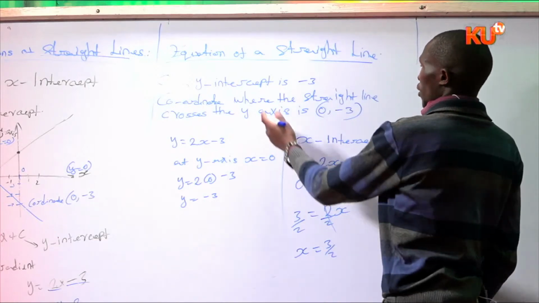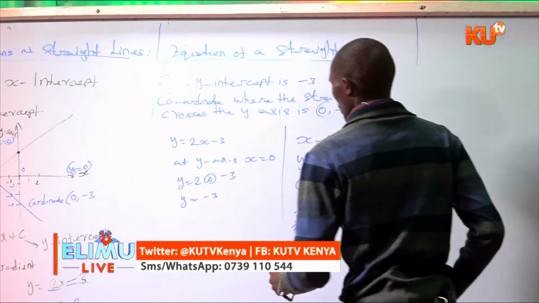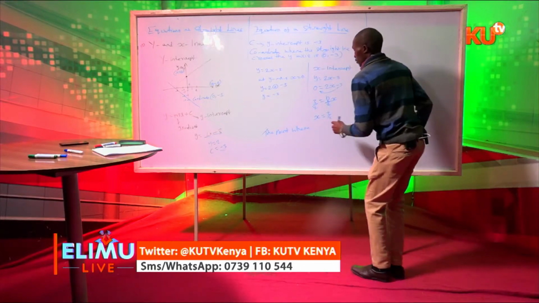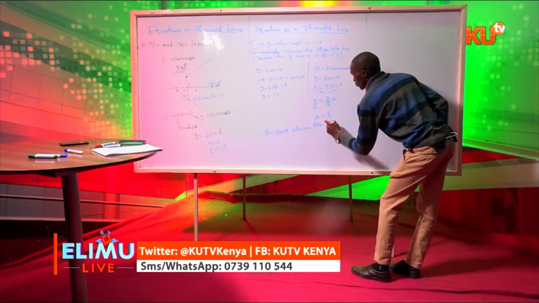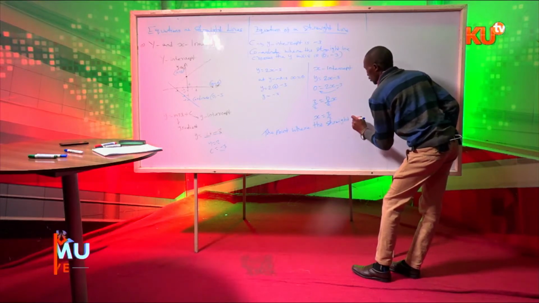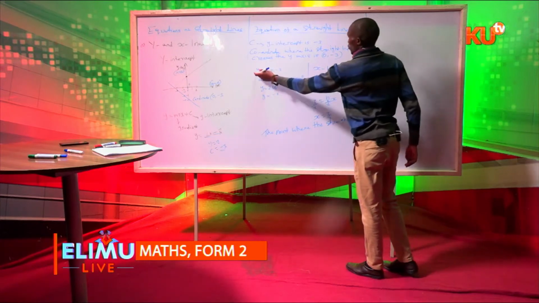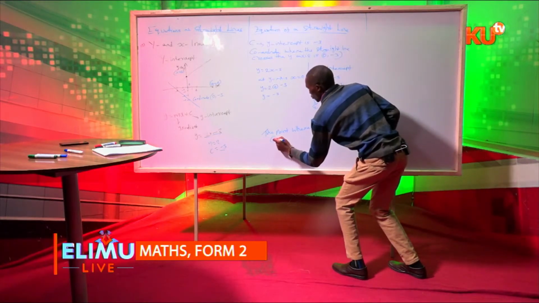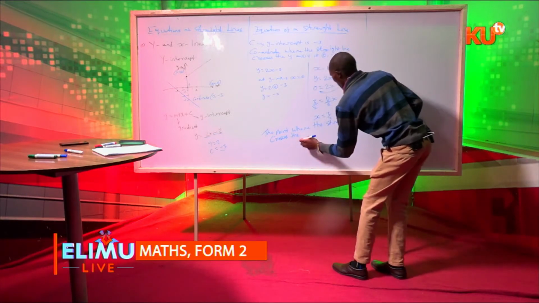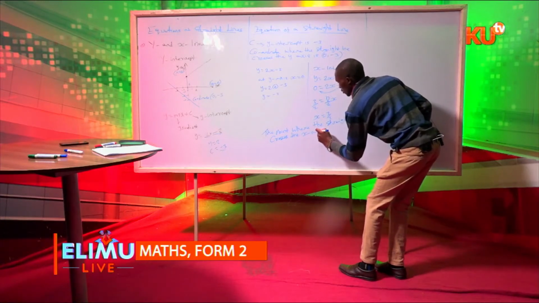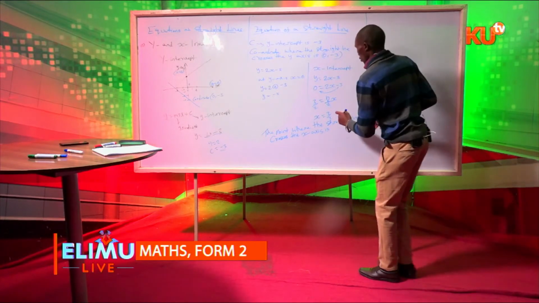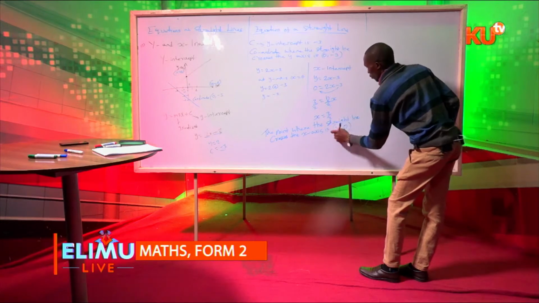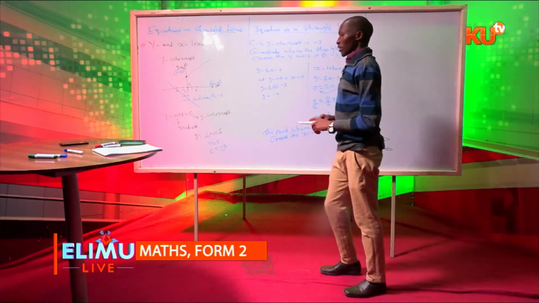Using this, you can be asked for the coordinate where the straight line crosses the x-axis. So the point where the straight line is given using the equation y equals 2x minus 3. So the point where the straight line crosses the x-axis is, so it will cross the x-axis at 3 all over 2, comma 0.